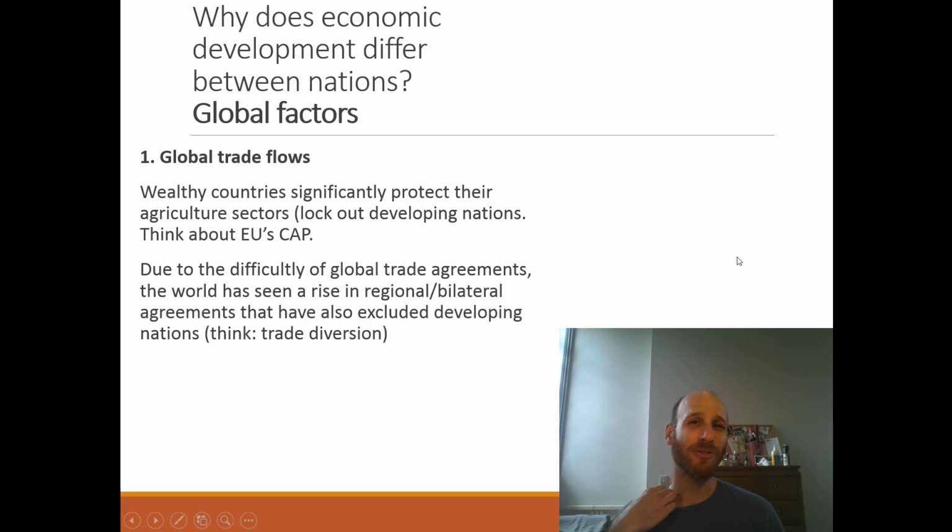The other point is that due to the difficulty of signing global trade agreements, the world has seen a rise in regional and bilateral agreements, primarily between developed nations, and that's excluded developing nations. So the trade is being diverted away from developing nations to stick in between those developed, or even developed and emerging nations.